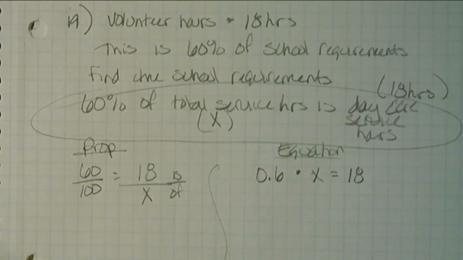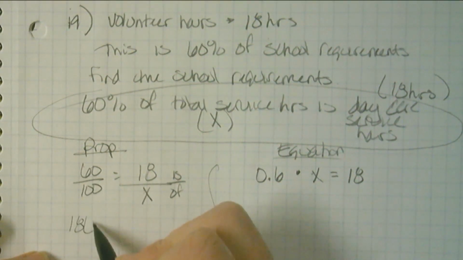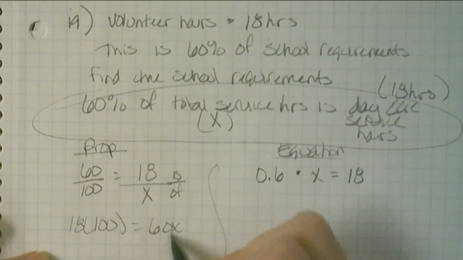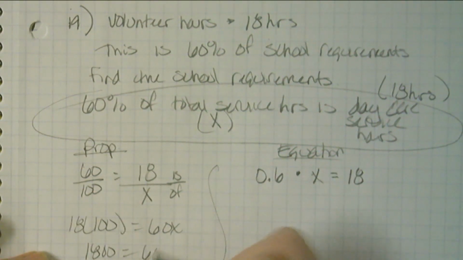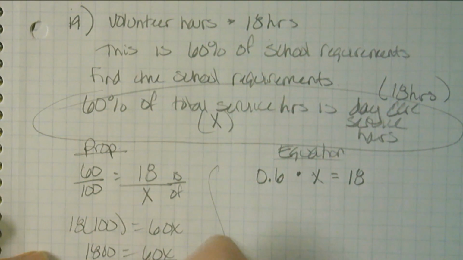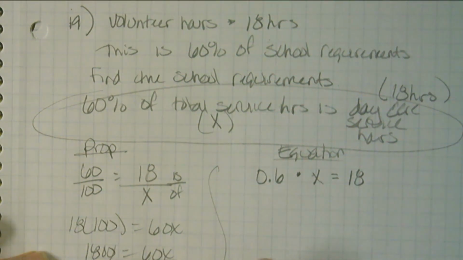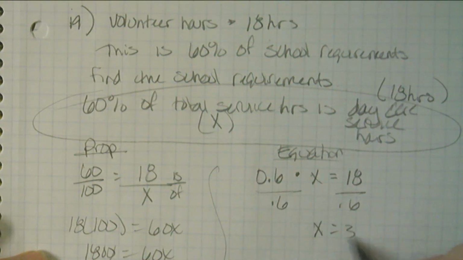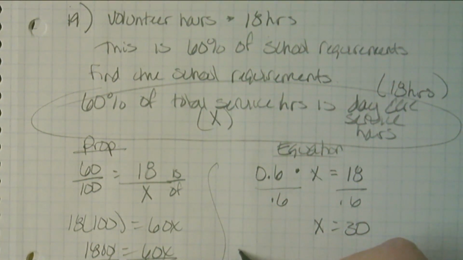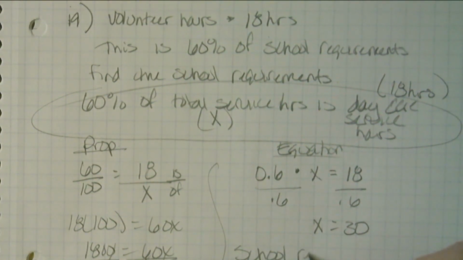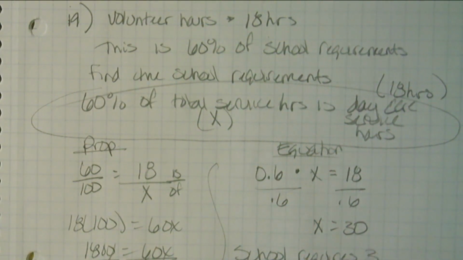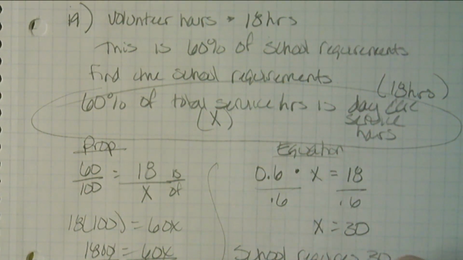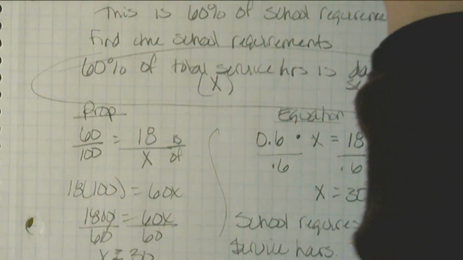All right, and now we're going to solve these. So I have 18 times 100 is equal to 60x. I have 1800 is equal to 60x. Divide each side by 60, and x is equal to, I believe, 30. All right, here I'm just going to divide everything by 0.6, and I should still get x is equal to 30. So I'm going to say 30, the school requirements. The school requires 30 service hours. That's what I should see.